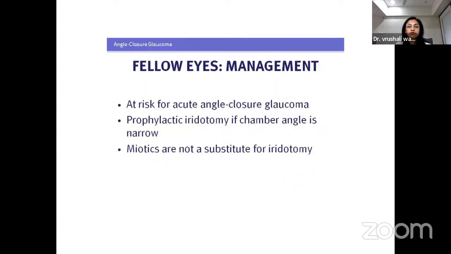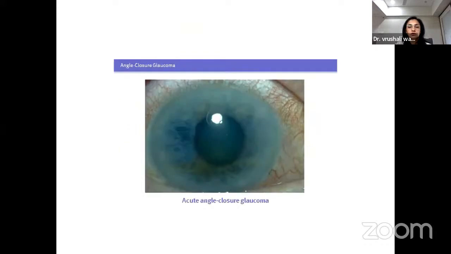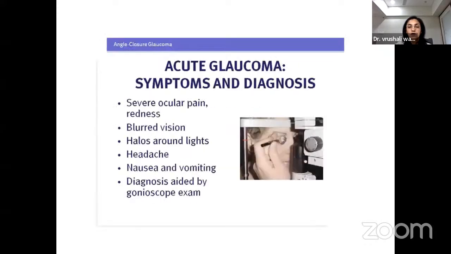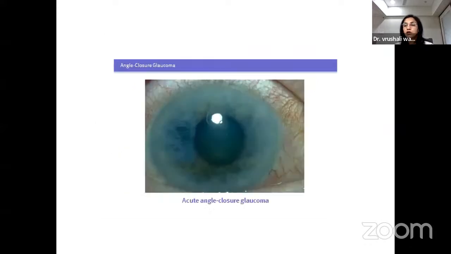This needs prompt management. Examination of the fellow eye is also mandatory in this patient. In an acute state, we need to decrease the pressure as early as possible. That we can do with systemic IV mannitol, given at 1 to 2 grams per kilogram body weight over 30 to 60 minutes. Then we can give oral Diamox, 250 to 500 milligrams. Topically, we can give miotics, that is pilocarpine, and timolol to reduce the acute attack of glaucoma.